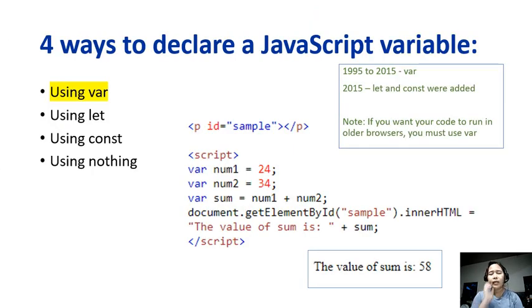Now, we mentioned earlier var and let. There are two other ways of declaring variables in JavaScript, and that's using const and nothing. So let's first talk about var. If you look at the timeline, from 1995 to 2015, you could only declare a variable in JavaScript using var. But in 2015, they added let and const, so there were two other options to declare a variable.